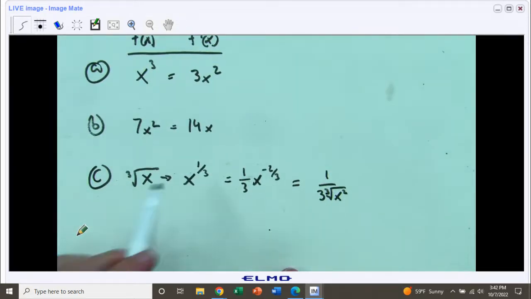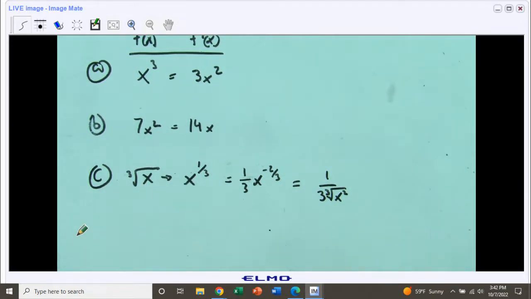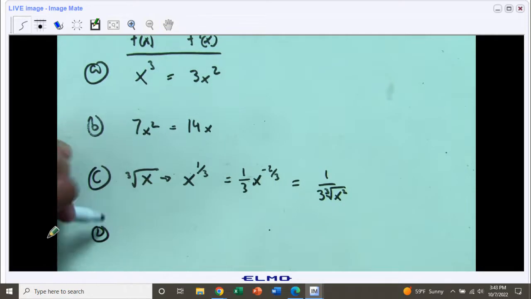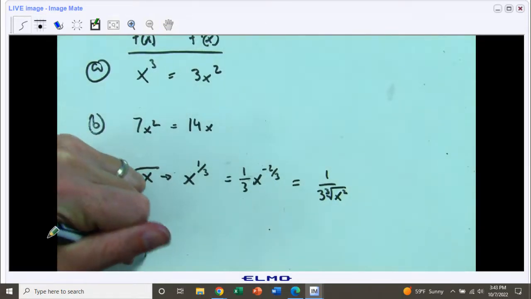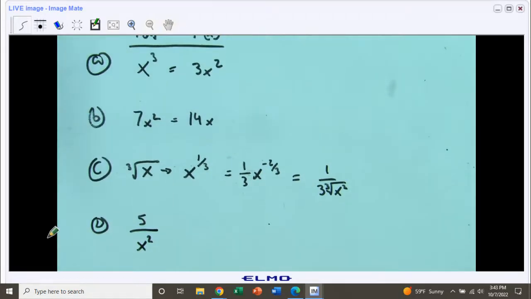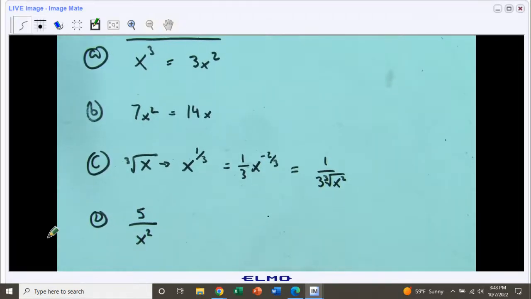Okay. So yeah, if you get something like this, it's a good idea to rewrite it first. So it's x being raised to a power, so we can clearly see what the power is, and then we can use the power rule from there. Okay. We'll do one more. What if we had something like this? 5 over x squared. So think about that process. Little hint, you should probably rewrite it first.